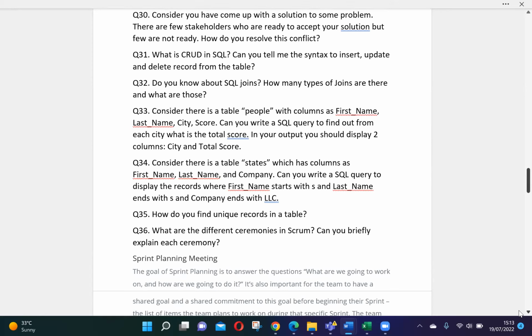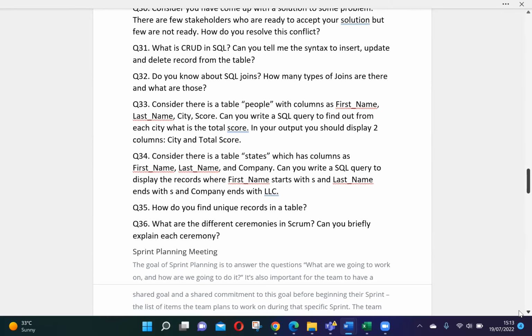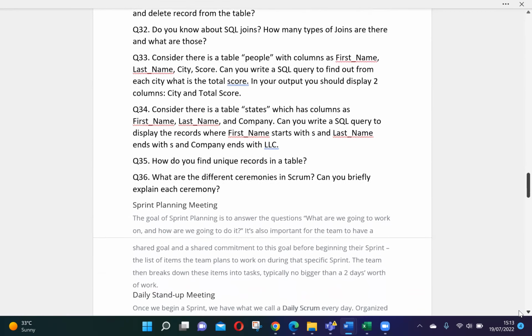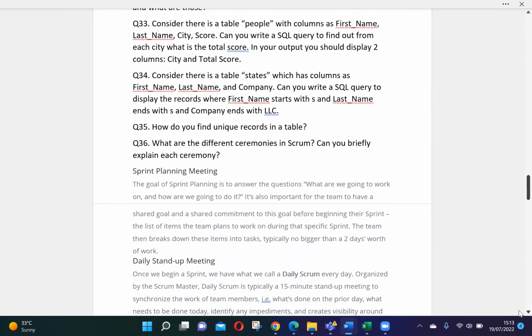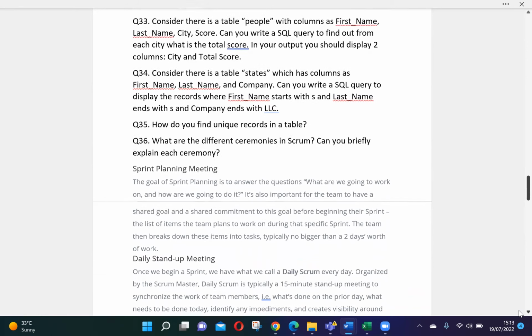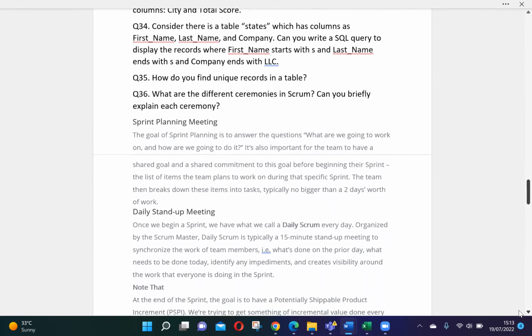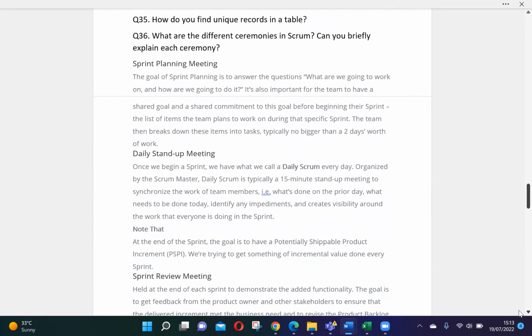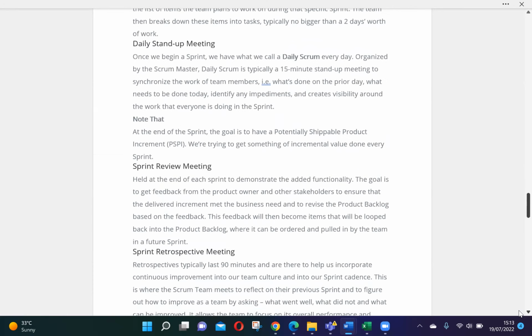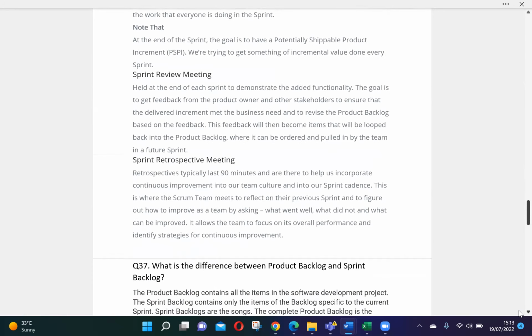Then, what are the different ceremonies? Can you briefly explain each ceremony? Sprint planning meeting, yes, correct. Daily stand-up meeting, yes, correct. Then you have sprint review, correct. And then you have sprint retrospective, correct. Whatever you have written over here is correct.